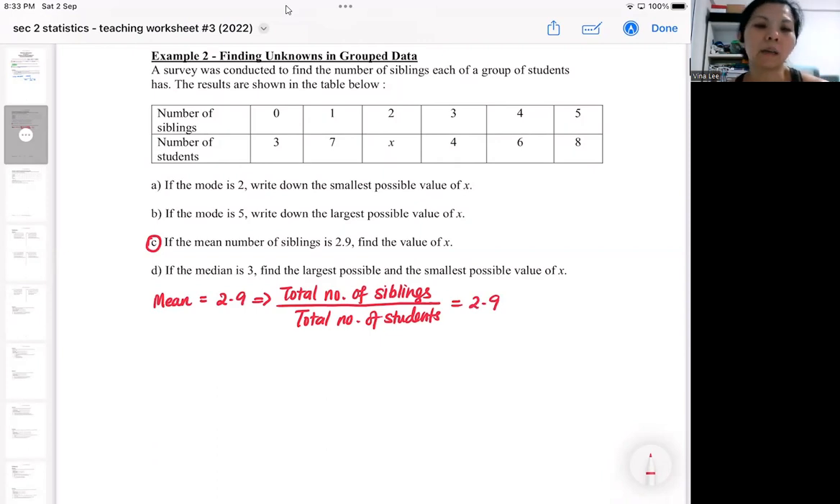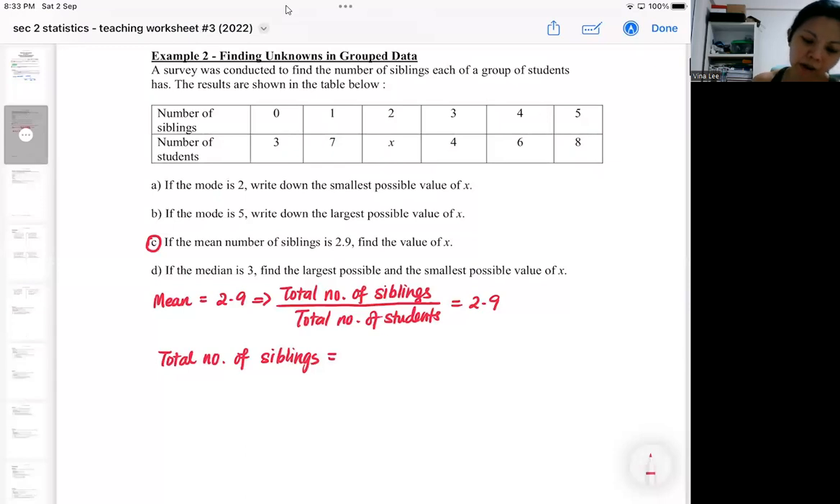Of course, siblings cannot be decimals, so they are just working out an average. On average, every student seems to have 2.9 siblings. So that's what they are trying to say. Use the idea: what does mean mean? It means that the total number of siblings over the total number of students is 2.9. So you target the total number of siblings first. How do you get it? You ask every student and add up the siblings they have.